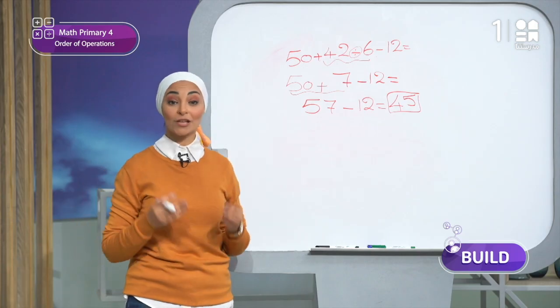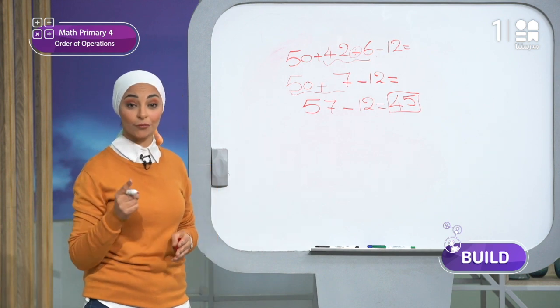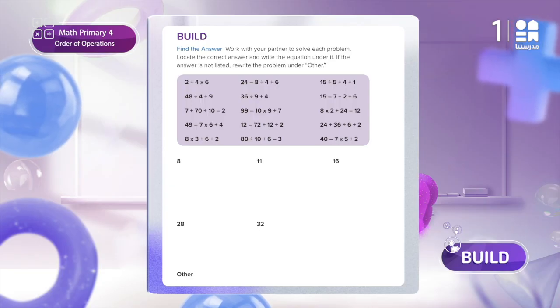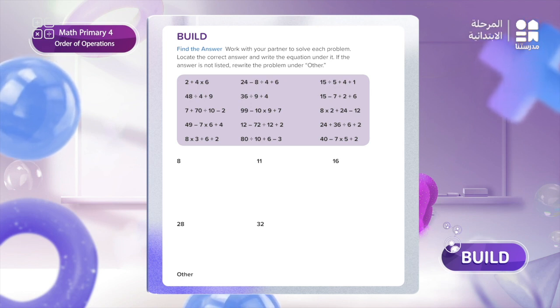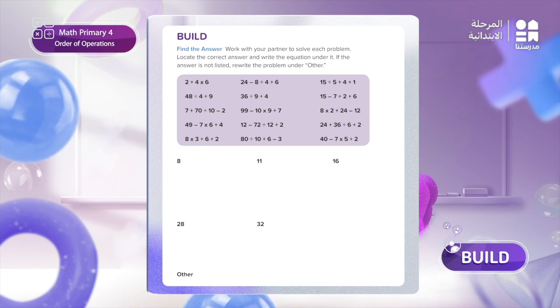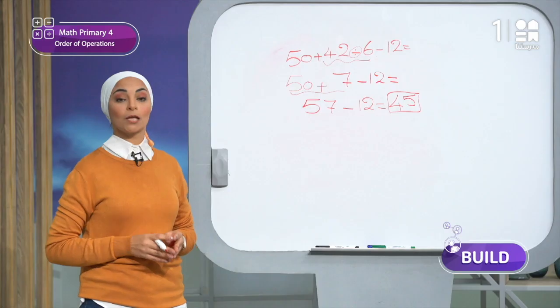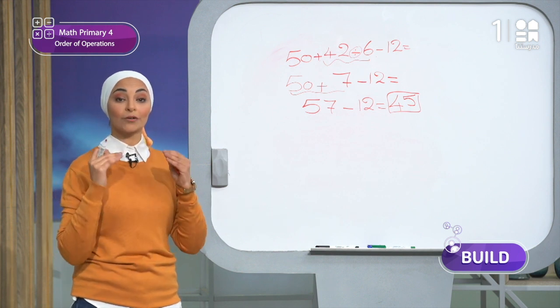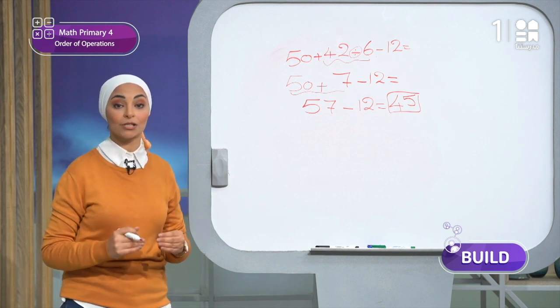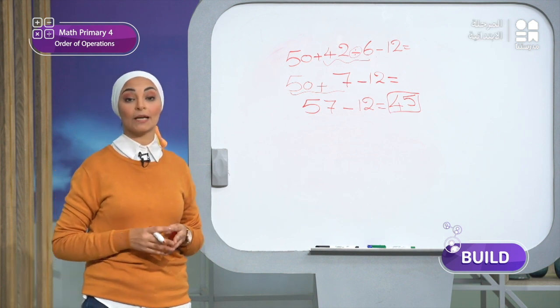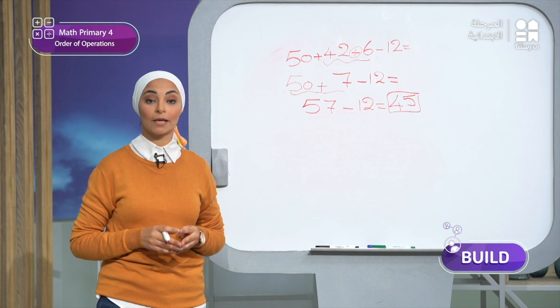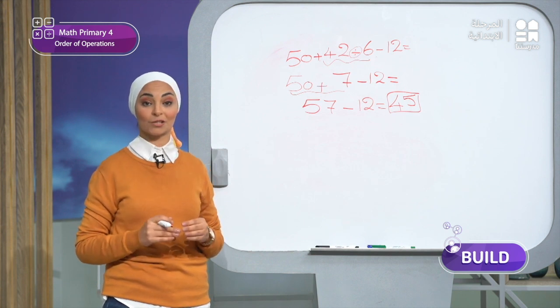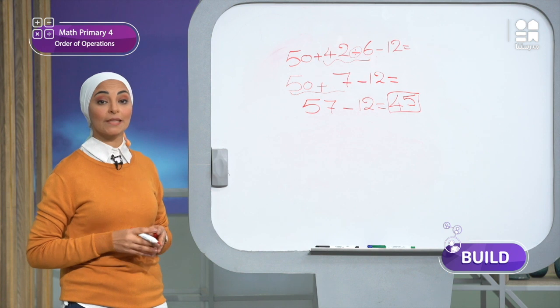Now you can solve the equations found in the book on page 340 in the activity Find the Answer. It consists of a variety of equations with more than one operation. Under these equations there are a set of solutions. We will find a set of solutions written under my problems. You are required to solve as many equations as possible, and then you can rewrite each equation under its answer. But if the answer of the equation is not there, what do we do? You should write the equation under other in the same page. For example, the first equation in the middle column.